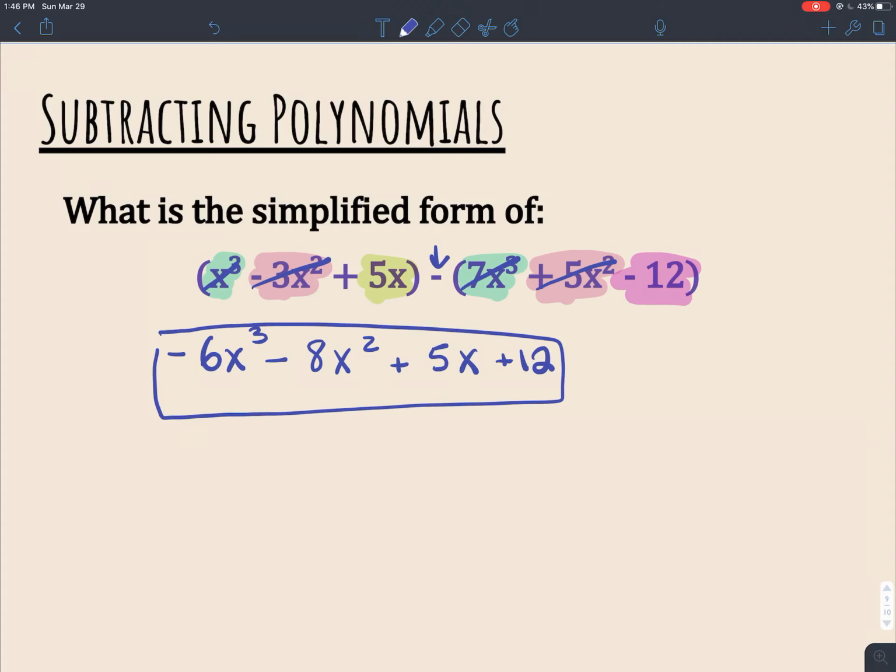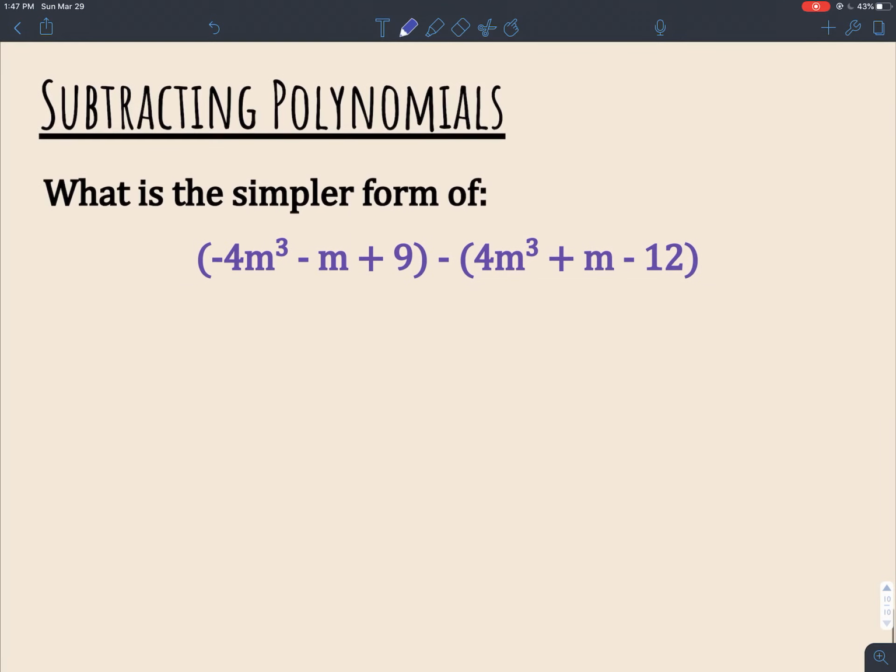So this would be a cubic. And this, I would put it as a polynomial because it has more than 3 terms, so we will just call that a polynomial.